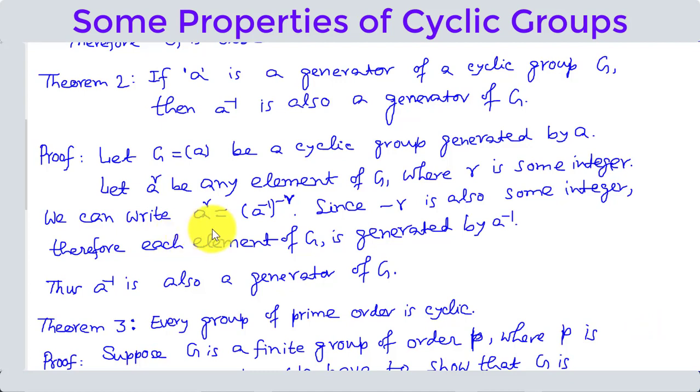We can write a to the power r is equal to a raised to the power minus 1 whole raised to the power minus r. Since minus r is also some integer, therefore each element of G is generated by a to the power minus 1. Thus a to the power minus 1 is also a generator of G. That is, a inverse is also a generator of G.